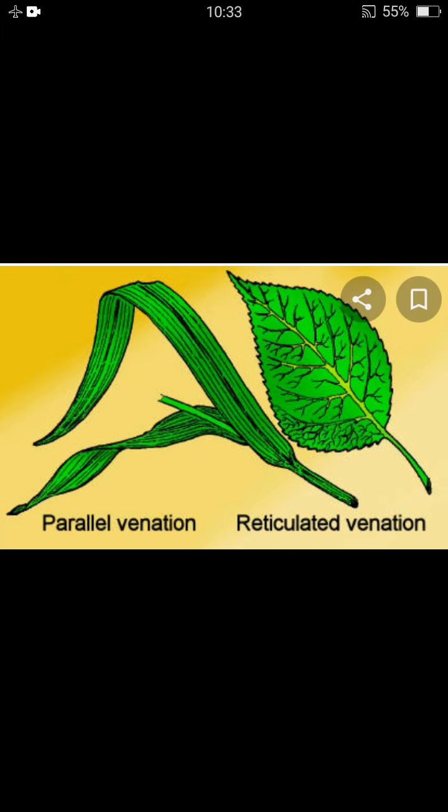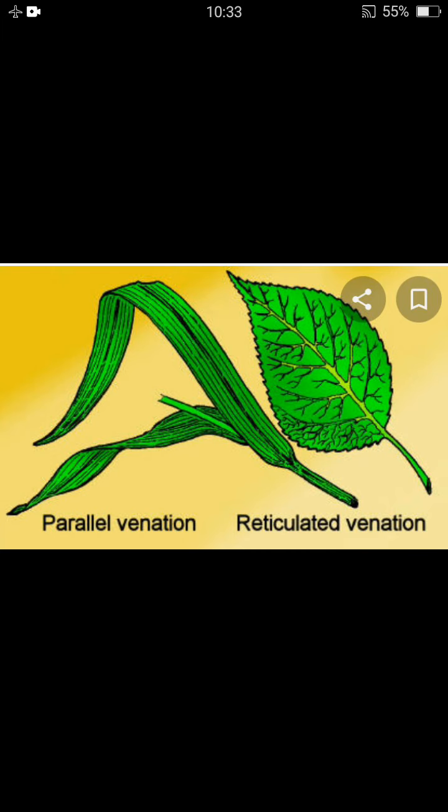The shape, margin, apex, surface and extent of incision of the lamina vary in different leaves. You can see different leaves on the screen. Shape varies, margin varies, apex varies, surface area varies, and incisions vary. So lamina size varies. Different leaves differ in structures, shapes and surfaces.